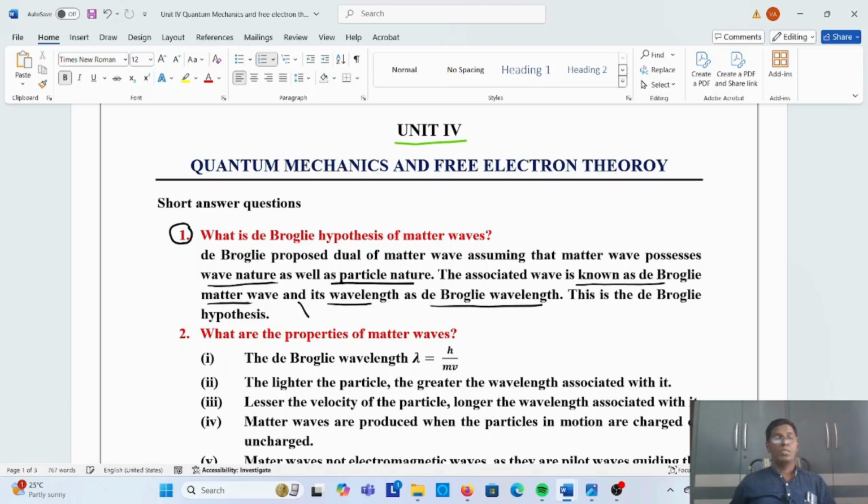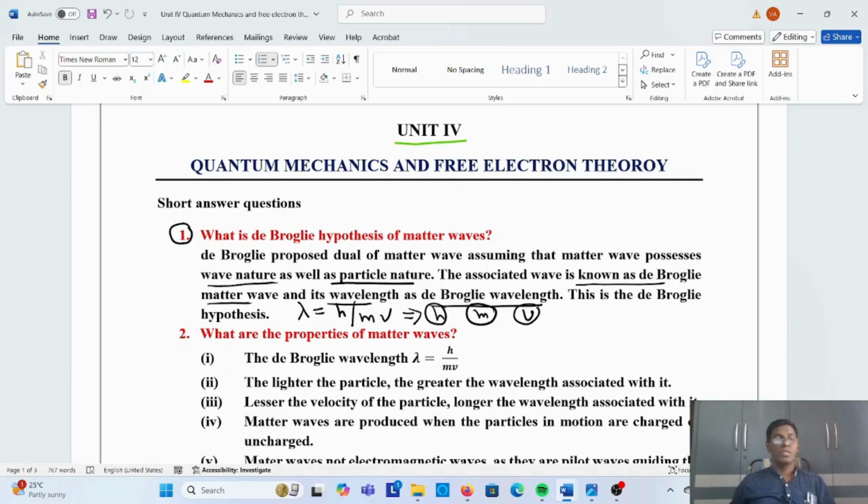From this de Broglie hypothesis, we derive the equation for the de Broglie wavelength, that is lambda is equal to h divided by mv. In this equation, h is known as Planck's constant, m is the mass of the particle associated with a de Broglie wave, and v is the velocity of the particle associated with a matter wave.